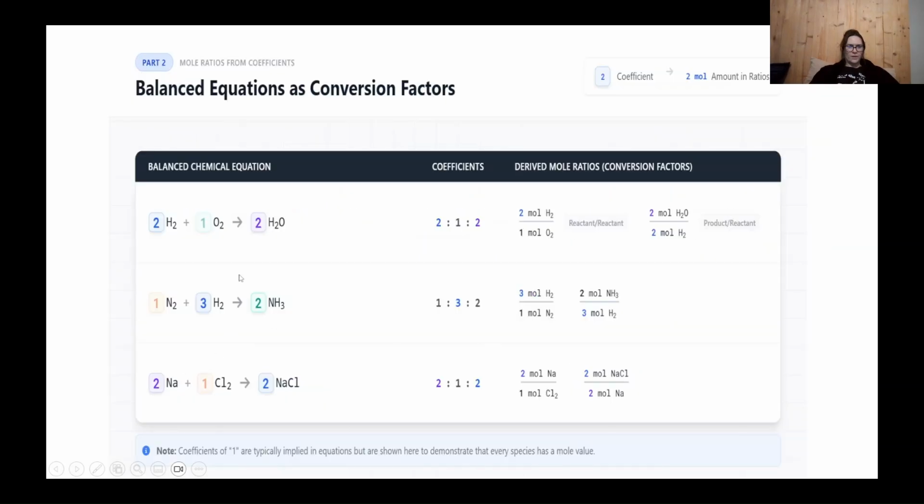Oh, also one more thing. Don't forget that if there is no coefficient, assume a coefficient of 1 for these balanced chemical equations.